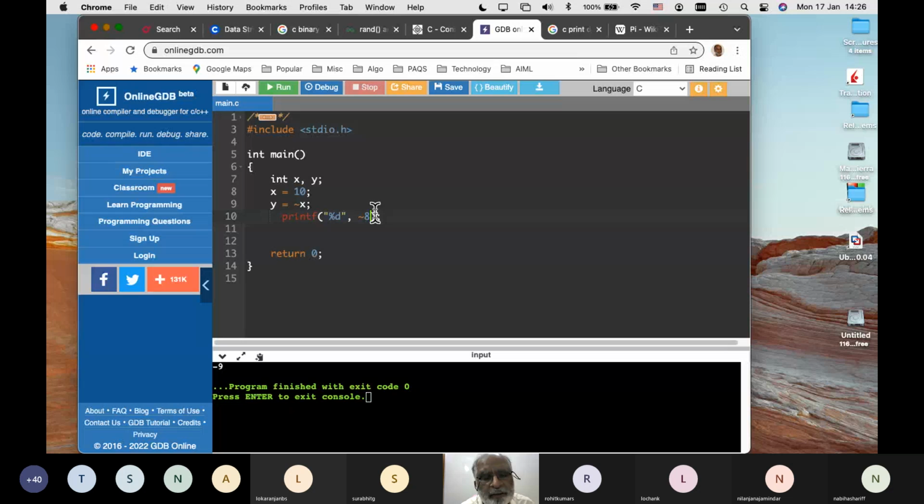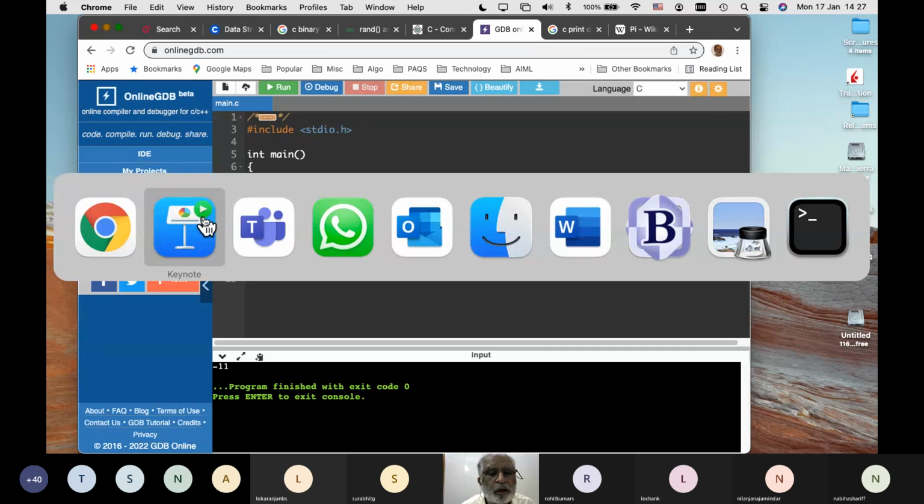Any clue why this is happening? Complement of 10, if you print, it becomes -11. It goes back to 2's complement, because all the negative numbers are written in 2's complement.